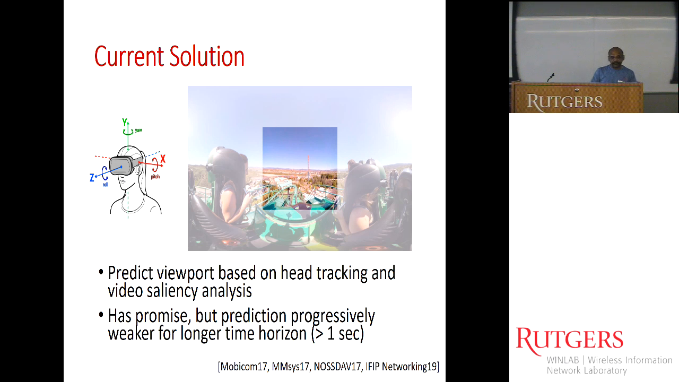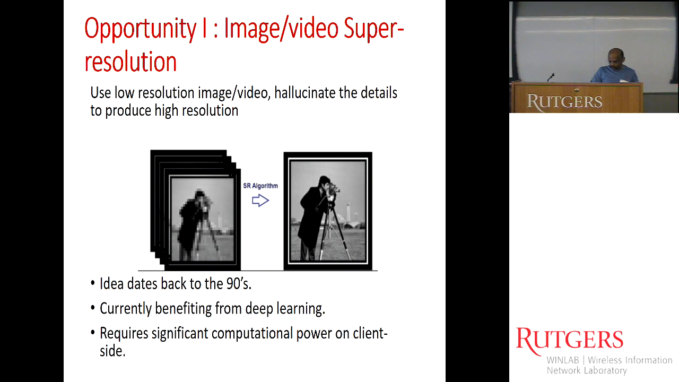There's a bunch of papers published in the last couple of years. We also have an IFIP Networking paper this year trying to do this sort of prediction. But if you look at the state of the art, the prediction, as you can imagine, is progressively weaker for a longer time horizon. Obviously, you have to bring segments in future, and predict with a longer time horizon. But in our experience, it gets poorer beyond a second, and beyond 3 seconds is really bad. However, there is scope for improvement. So that is the way things are at this time. So we want to exploit a couple of new opportunities.